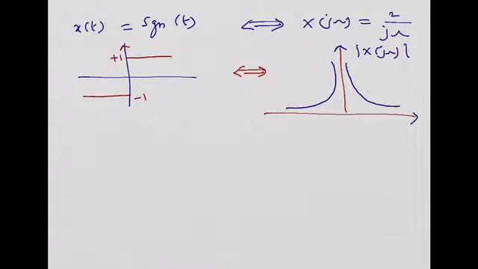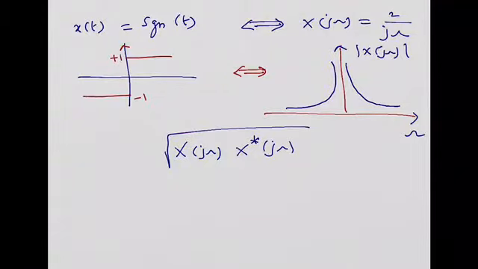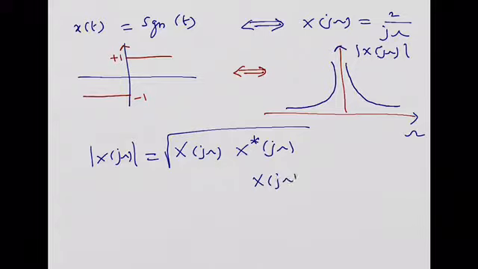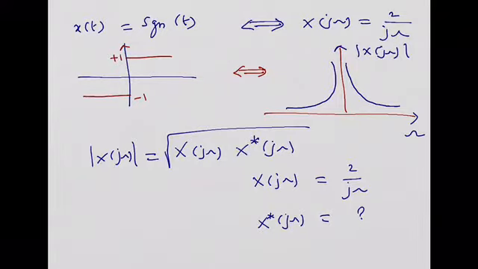How to obtain modulus of X of j omega? You have to take X of j omega and multiply it with X asterisk of j omega, and obtain the square root of it. That will give me modulus of X of j omega. X of j omega is equal to 2 divided by j omega. What is X asterisk of j omega? Calculate it and multiply the spectrum of the signum function by the conjugate of the spectrum. Take the square root, and upon taking the square root you will find the magnitude of it.